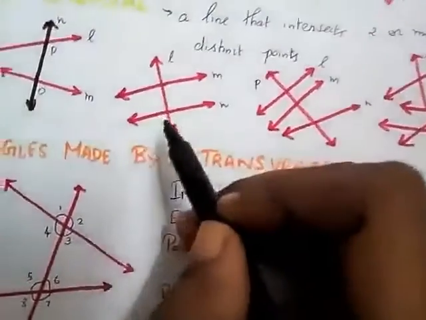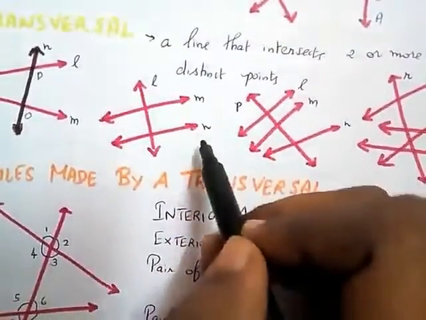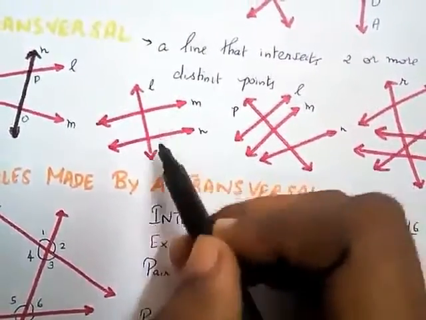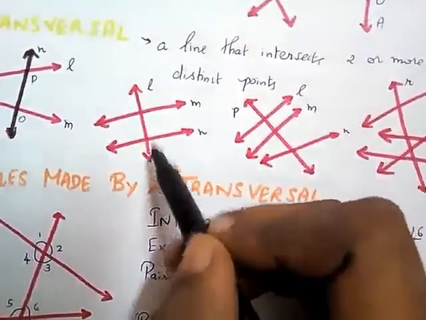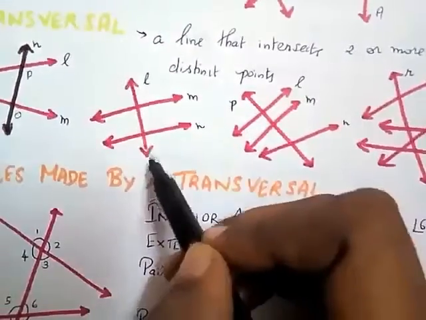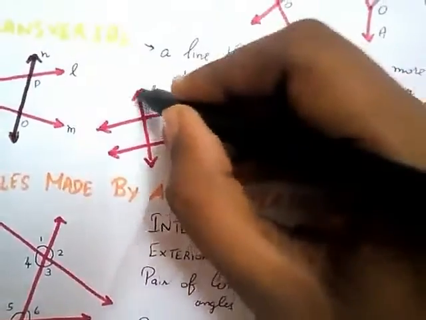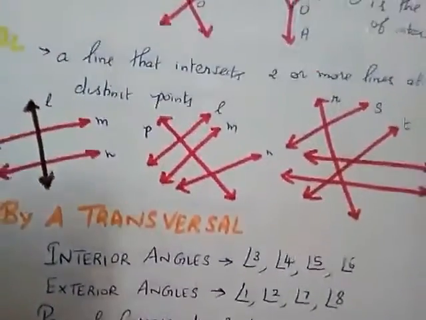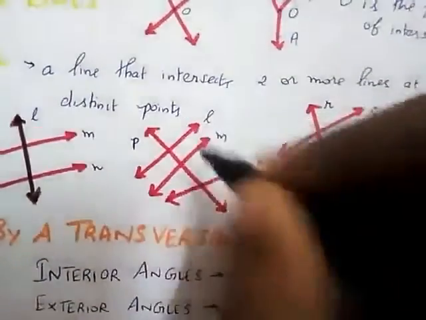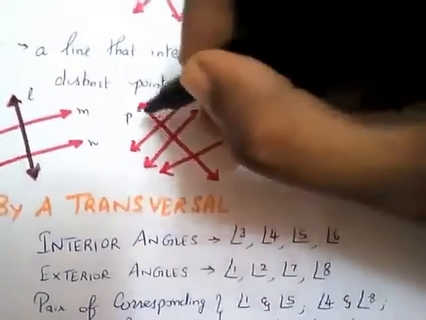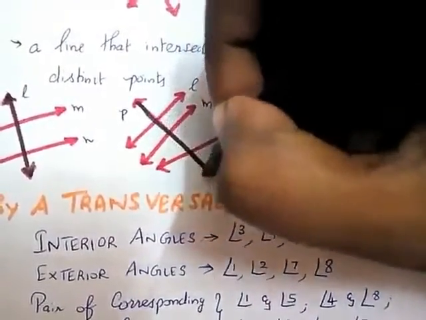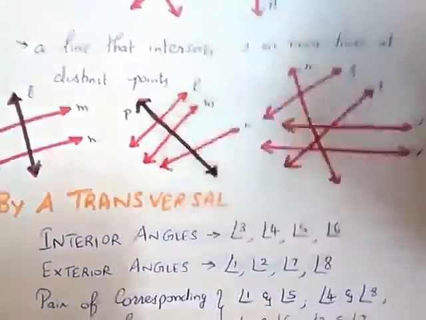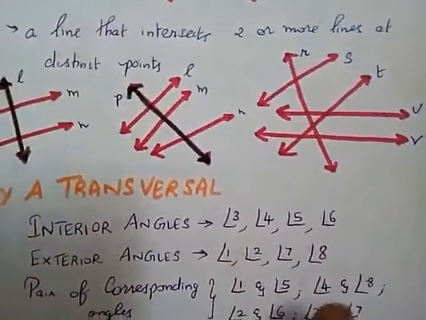Likewise, in this diagram, M and N are parallel, and L is a transversal as it intersects two or more lines at distinct points. So L is a transversal here. Over here we have three lines that are intersected by P at three distinct points. So line P is the transversal.